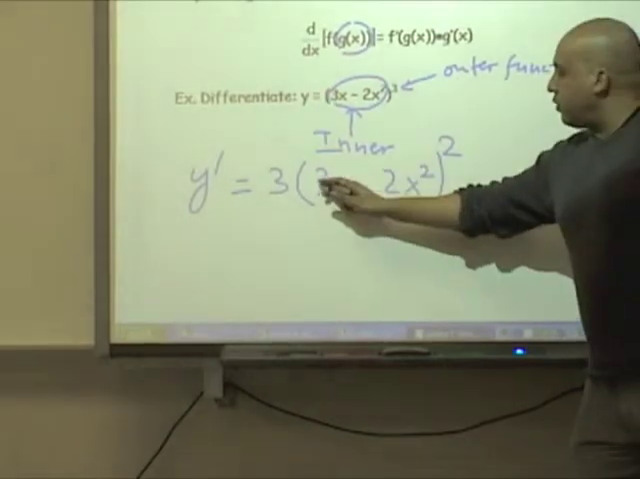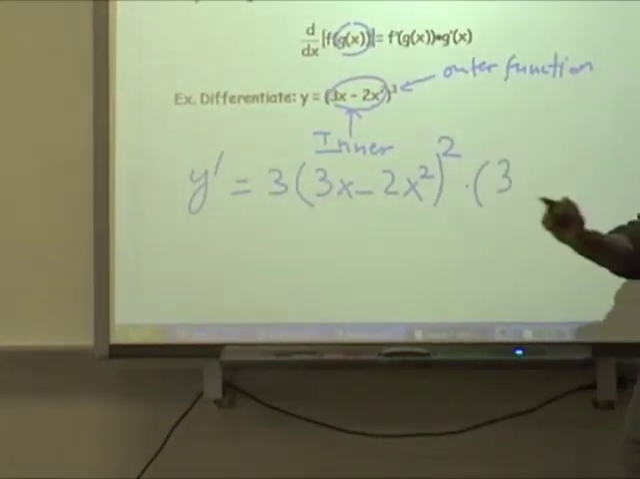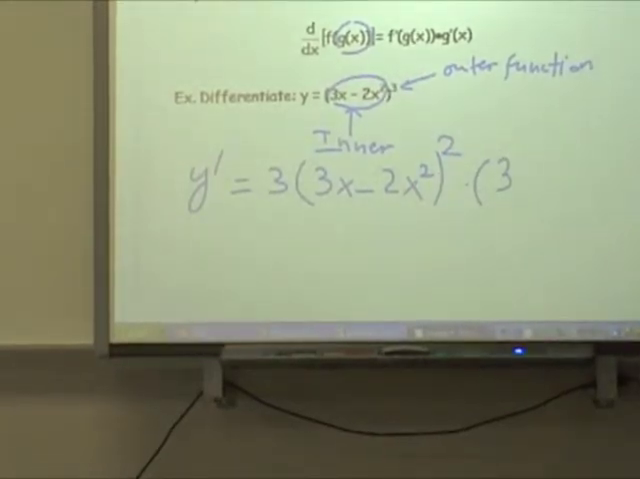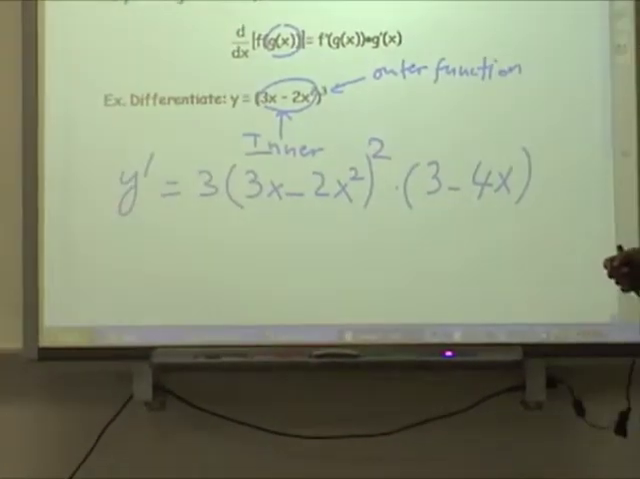The derivative of the inner function is, derivative of 3x is 3, and the derivative of negative 2x squared is negative 4x. And that's the end of it.